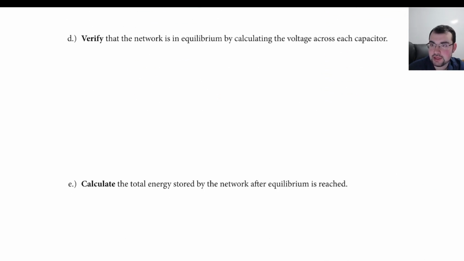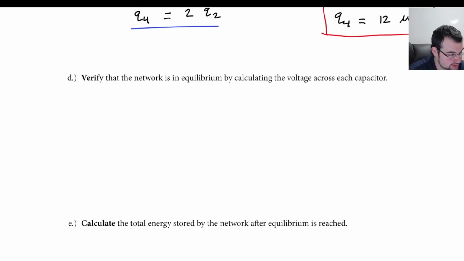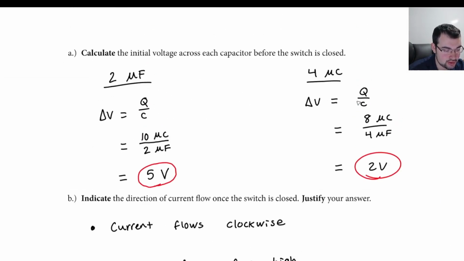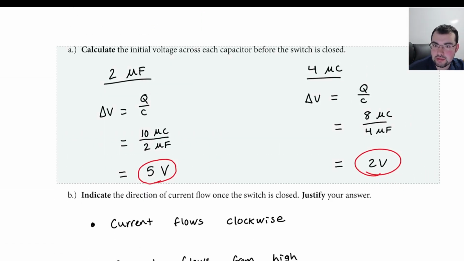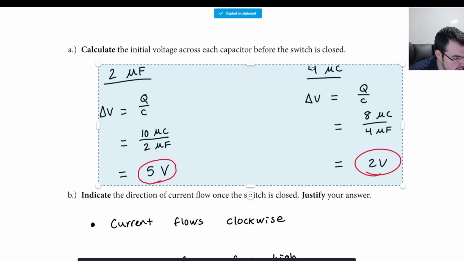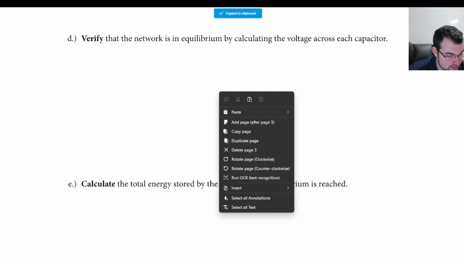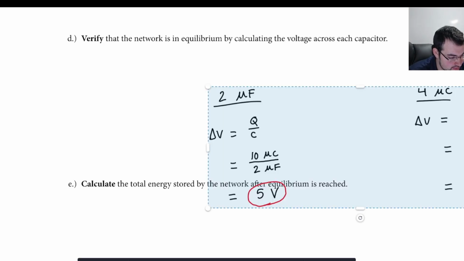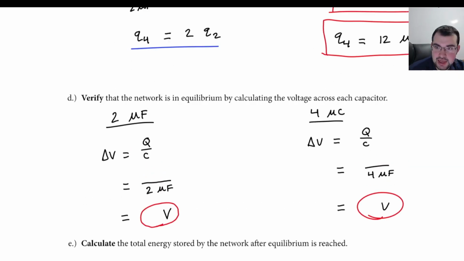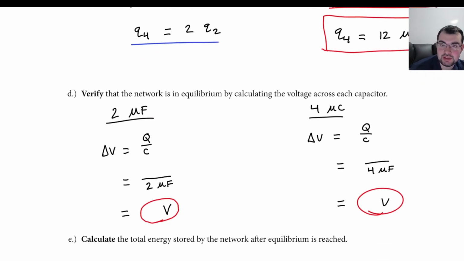All right, let's verify it's in equilibrium by calculating all the voltages. So we're going to do the same thing. And of course, you know how I operate at this point. We will always do a copy paste when possible. So we see that it wasn't in equilibrium before. So 10 and 8 definitely weren't the answers. What did we say the answers were? We said it was 6 and 12.